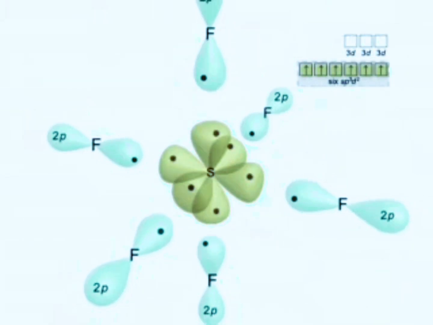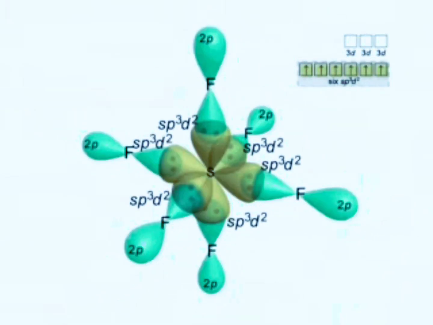Here you see the isolated sulfur with 3s, 3p, and the two 3d orbitals that will become hybridized. In SF6, the 6 sp3d2 hybrid orbitals point to the corners of an octahedron, and half-filled 2p orbitals of 6 fluorines have overlapped them.